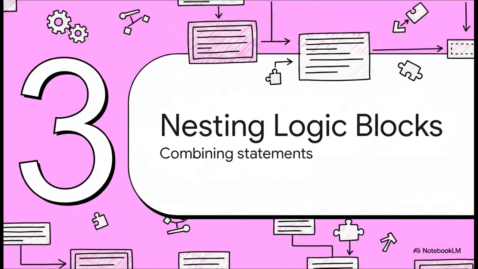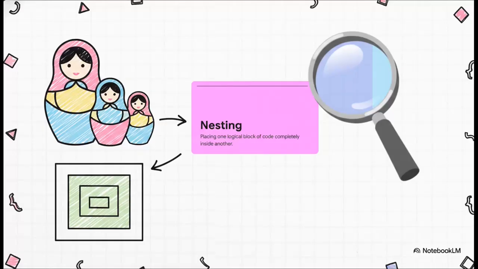All right, let's step things up a notch with part 3, nesting multiple logic blocks. You probably already know how nesting works logically, right? It's just placing one block of code completely inside another, larger block of code so you can combine conditional statements and deeper structures together. But let's look at how Python visually enforces this sort of Russian nesting doll structure, where one smaller doll sits perfectly inside a bigger one.